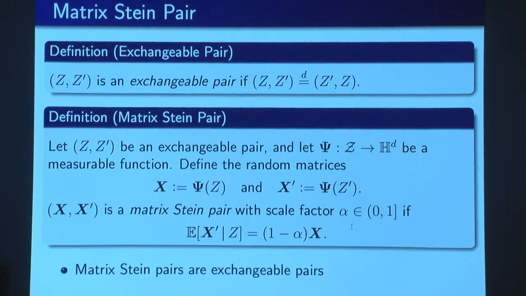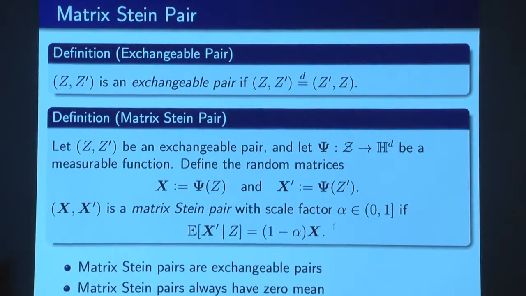OK, so just to highlight a couple of things, because Z and Z prime are exchangeable, X and X prime, that's also an exchangeable pair. So matrix Stein pairs are exchangeable pairs themselves. And they also always have 0 mean because of this conditional expectation property.